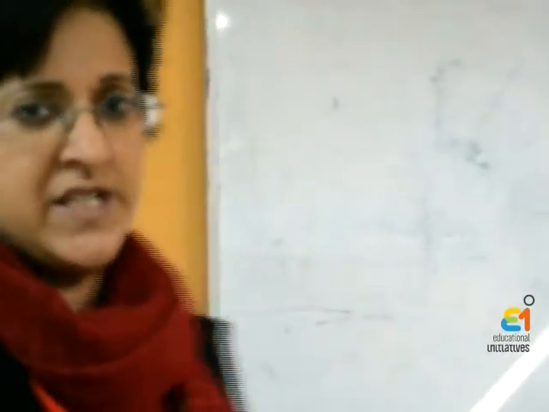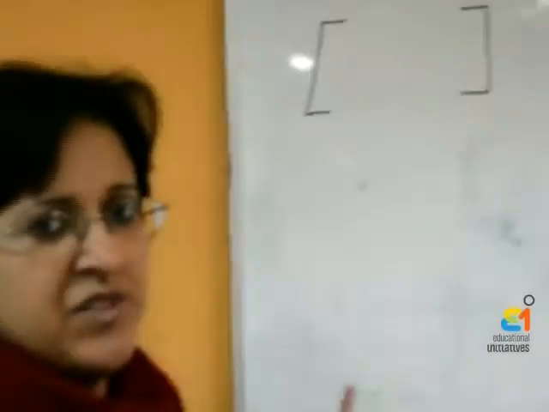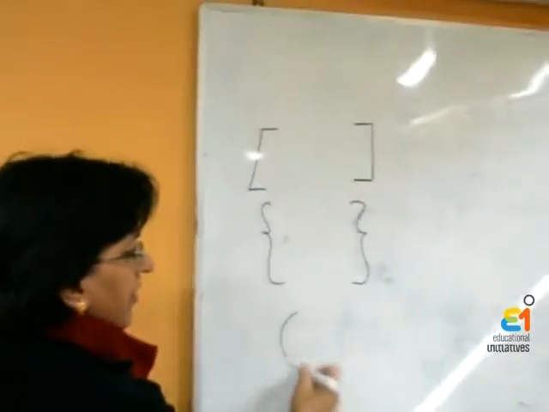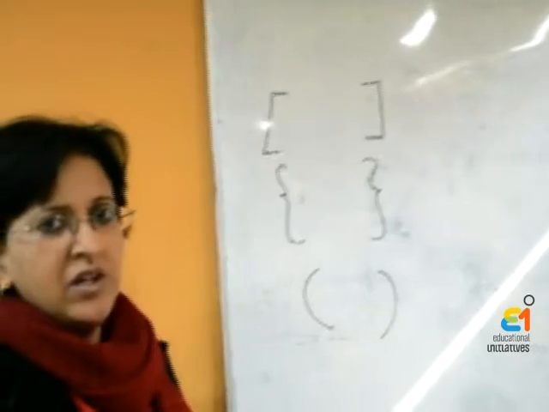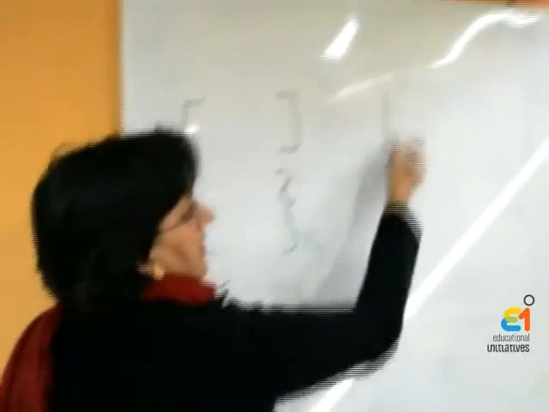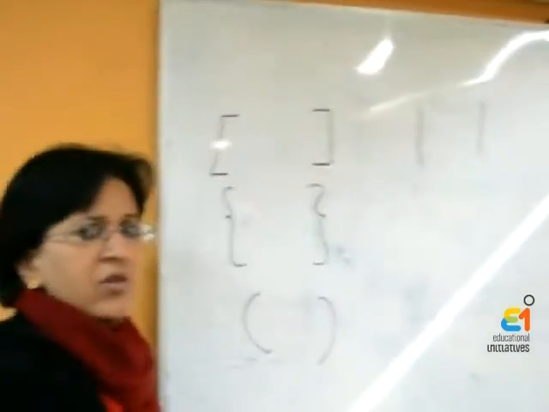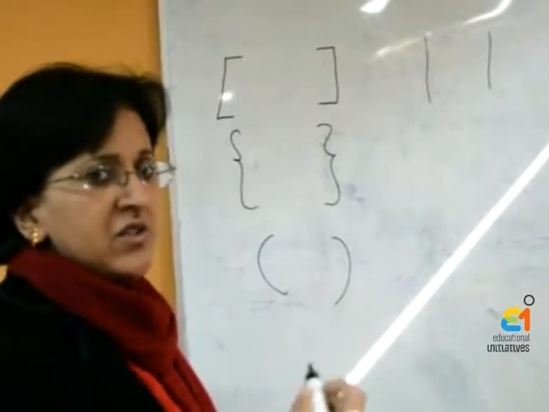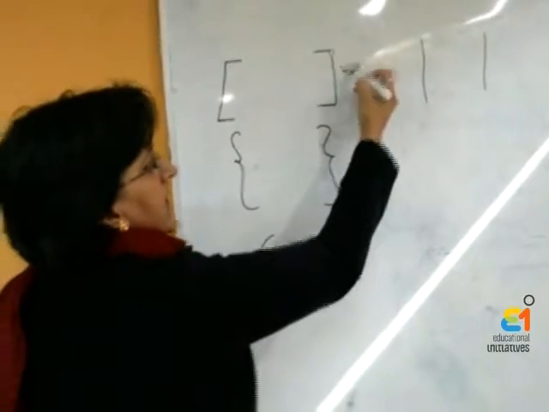Now the representation of absolute value through the modulus sign is where the children make a mistake. Normally what we have seen is these are some of the bracket signs which the children are aware of, and then you have the modulus sign. So what in my experience I have seen is that the students get confused between this and this.